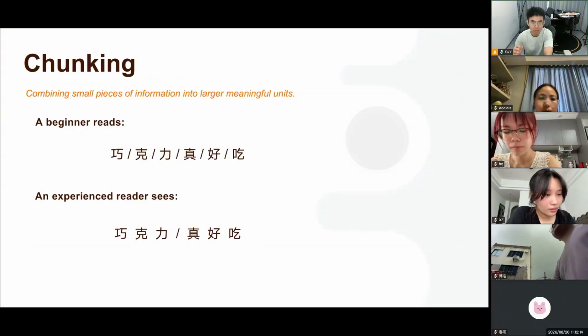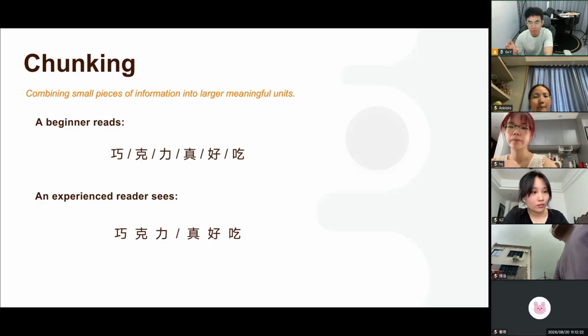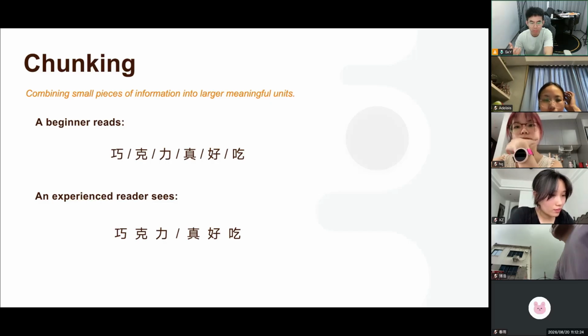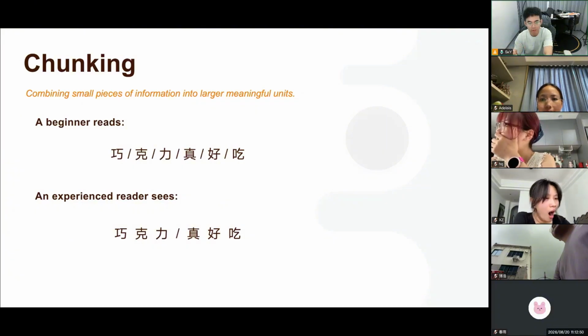Chunking. An important concept is chunking. Chunk means combining small pieces of information into larger meaningful units. For example, a beginner reads 巧克力真好吃 character by character. An experienced reader says 巧克力真好吃 as one unit. We do not read every character separately because our brain already recognizes the structure. Music works in the same way.